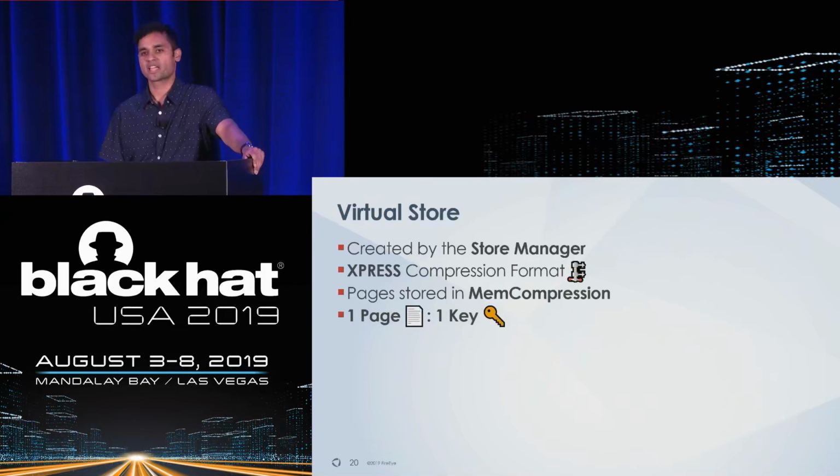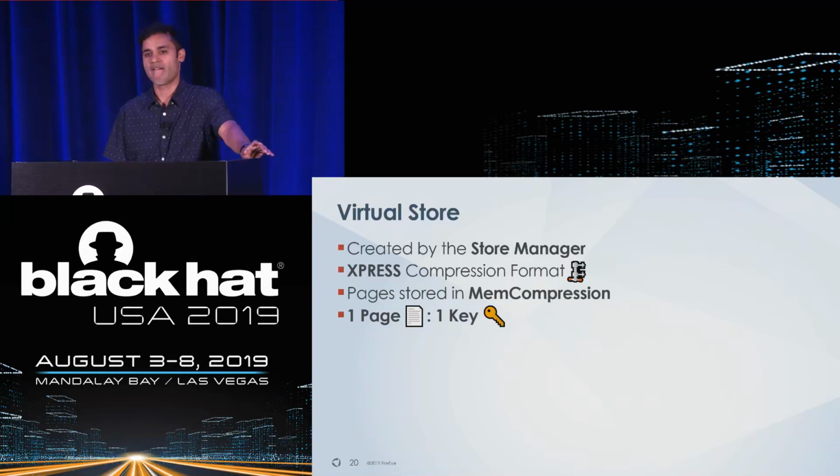Any page that goes into the RAM-backed virtual store gets compressed with the Xpress LZ77 compression format. Now, all of this is subject to change, but that's what it's been since 2015. All these pages are stored in a minimal process, which is just a container called MemCompression. I think you can see that in Process Explorer, or if you have the Windows debugger hooked up to the kernel. And don't forget, one page corresponds to a single store manager page key.